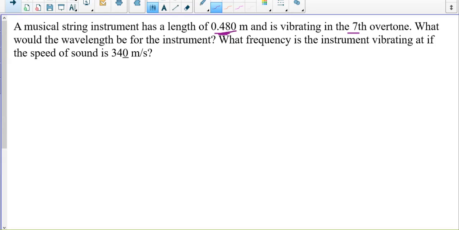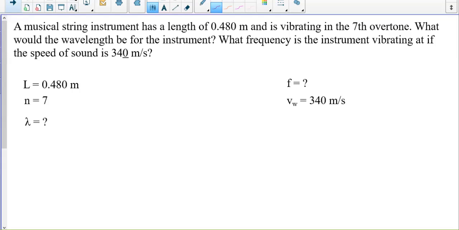So this question has 2 parts. First part, identify everything that's given to you. So you know the length of the instrument, or the string at least, is 48 centimeters. But again, I'll leave it as 0.48 meters. The wavelength is unknown to us. It is vibrating the 7th overtone. And part B wants us to find the frequency. And they gave us the speed of sound. So with all that information, we would just pick the appropriate equations.